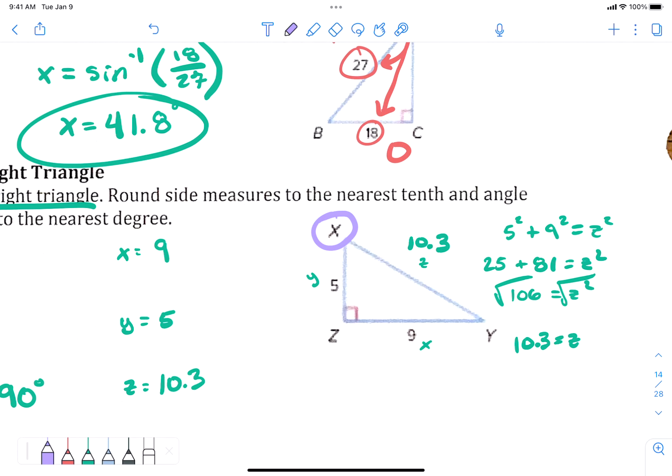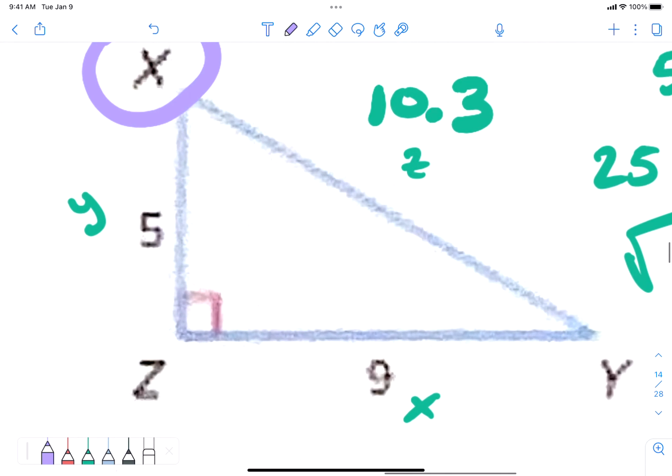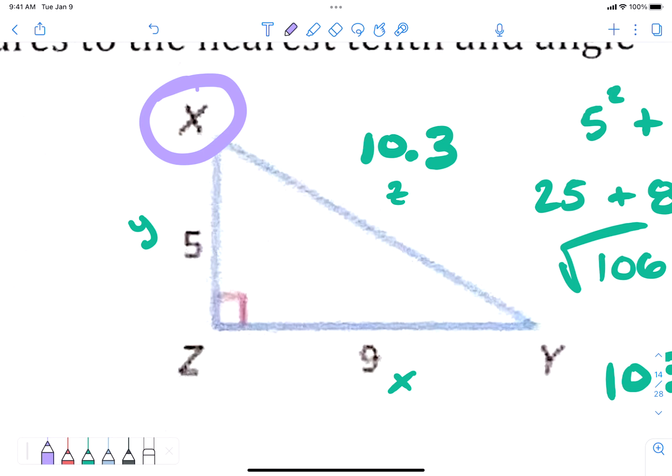Why not z? Because they're not rounded. They're not rounded, right? So aside from the fact that they're easier numbers than 10.3, 10.3 is technically rounded, so it's a little bit inaccurate, right? So we want to use the number that they've given to us. So 5 and 9 is what we're going to use instead, okay?